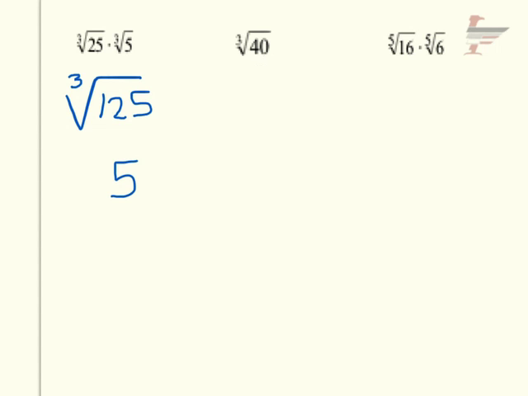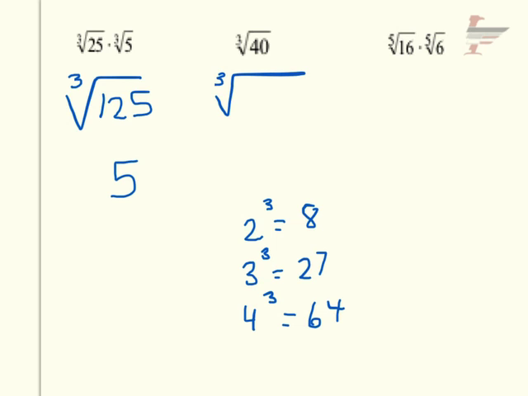Third root of 40. Well, there are no perfect thirds in 30, so if I think about all my perfect thirds, 2 to the third is 8, 3 to the third is 27, 4 to the third is 64, and I'll stop. And then I look, do any of these perfect thirds, are they multiples of 40? And obviously 40 is 8 times 5, so I'm going to rewrite this as the third root of 8 times 5.